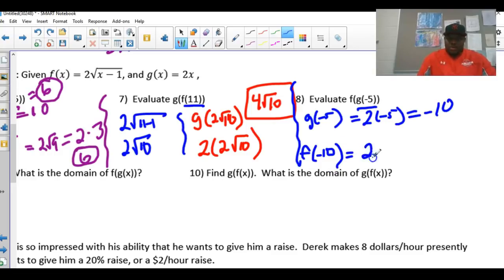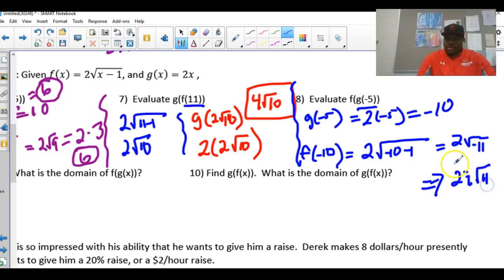So you have 2 times the square root of negative 10 minus 1. Well, that's 2 times the square root of negative 11. And then you can't simplify that negative 11, guys. That doesn't have a perfect square in it. But I can take that negative out. The square root of negative 1 is i. So to conclude this, we have 2i square root of 11. Final answer. Okay.